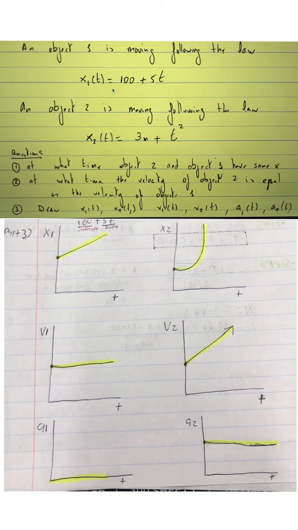Now for v2, this means that the velocity is positive and linear and has a positive slope, which would give us a graph like this. And lastly, this means that the acceleration is constant and positive and would give us a graph like the one at the bottom right.